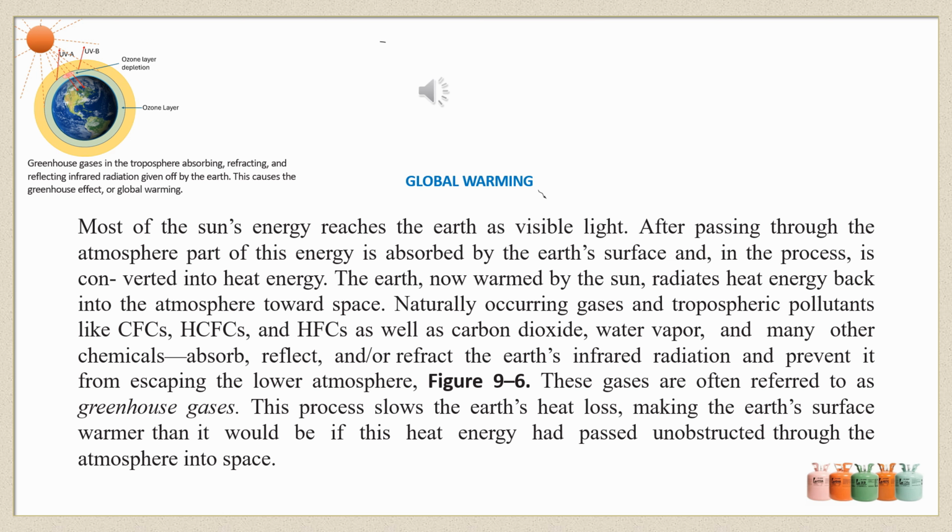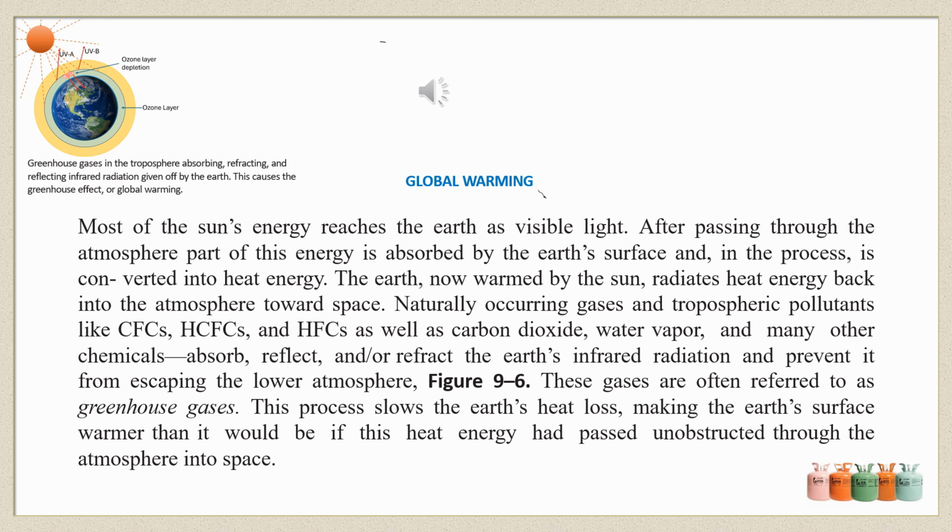Global warming. Most of the sun's energy reaches the Earth as visible light. After passing through the atmosphere, part of this energy is absorbed by the Earth's surface, and in the process is converted into heat energy. The Earth, now warmed by the sun, radiates heat energy back into the atmosphere towards space.